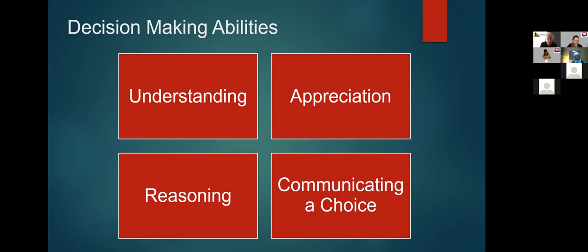And then reasoning, that they have an ability to not only understand, but to reason the issue, and then that they can actually express a choice. The problem with the older adult with memory impairment is that they may express a choice and then they forget about it 30 minutes later because of short-term memory loss. So that's the conundrum with trying to establish decision-making abilities with people with memory impairment. Next slide.